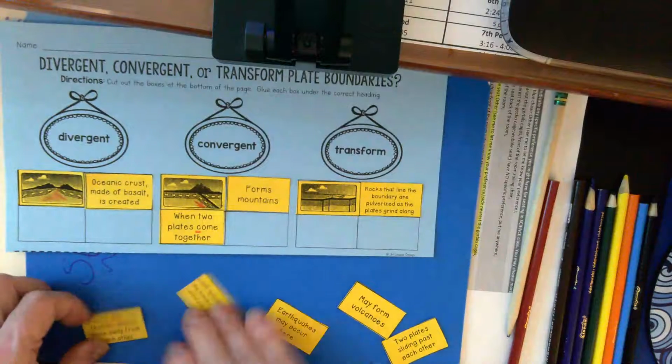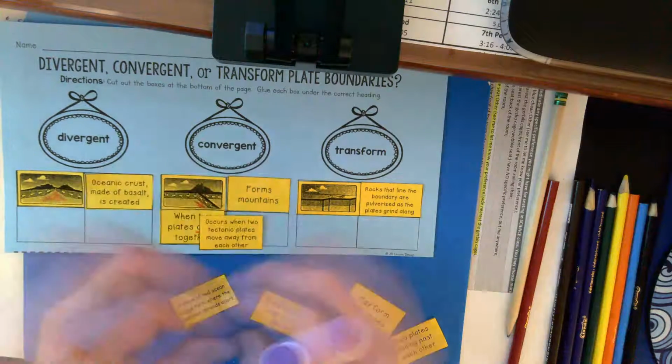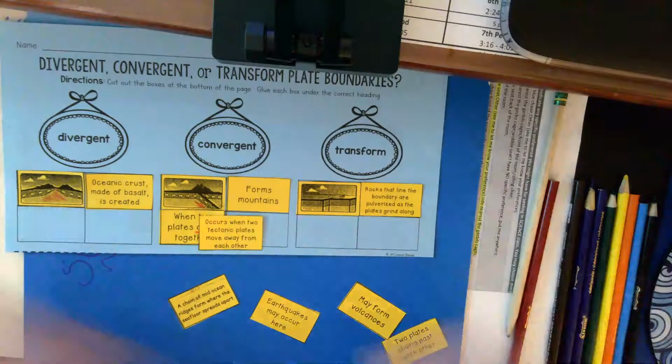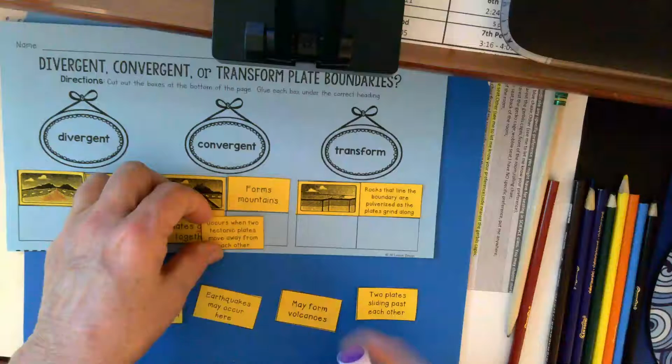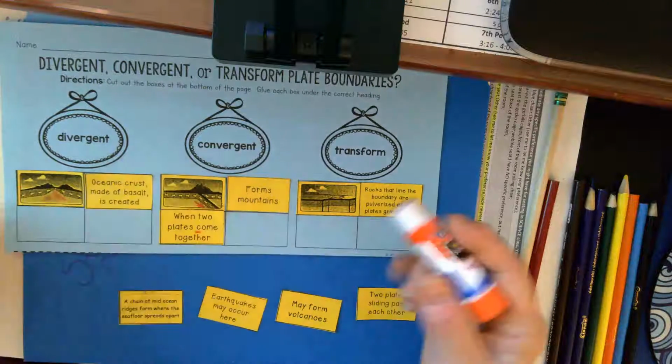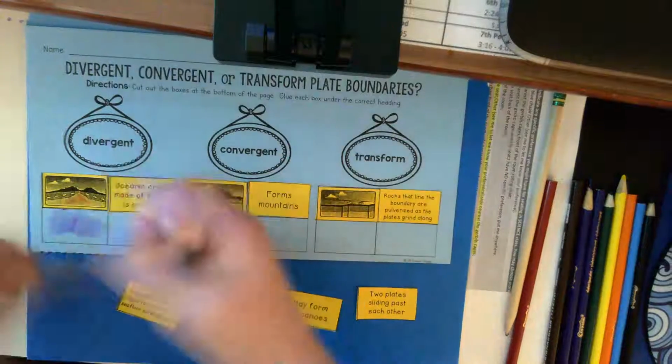So let's see. This occurs where 2 tectonic plates move away from each other. If they're moving away from each other, they must be separating or dividing. So that has to go under divergent.